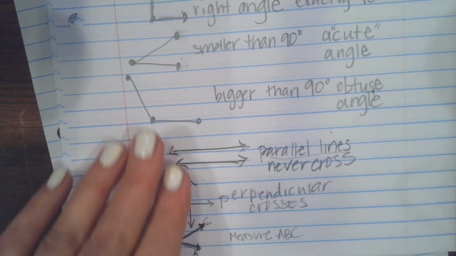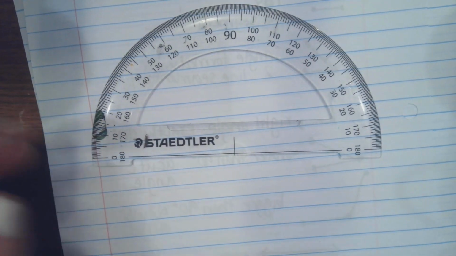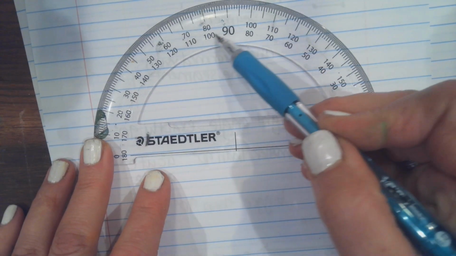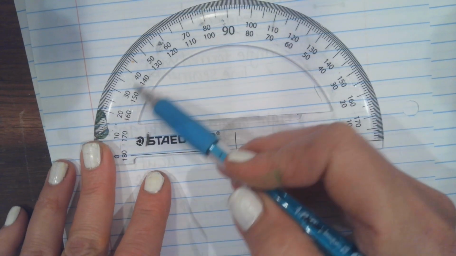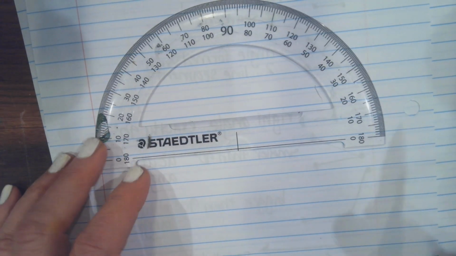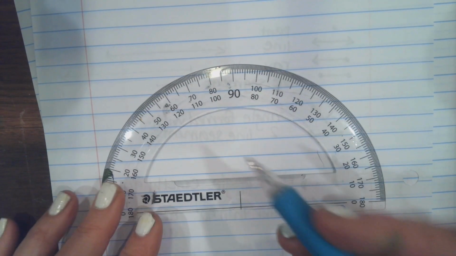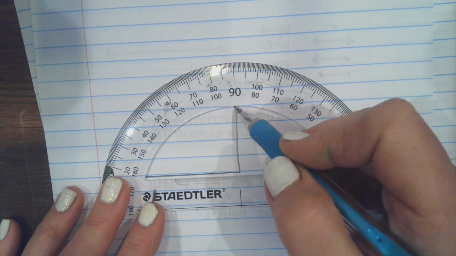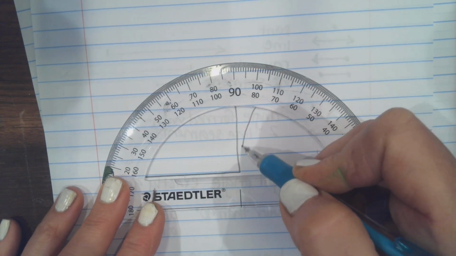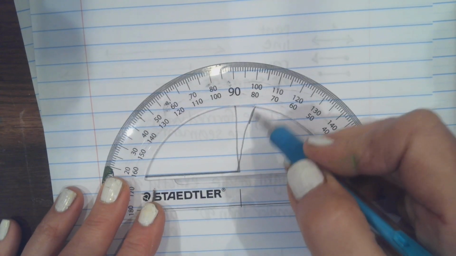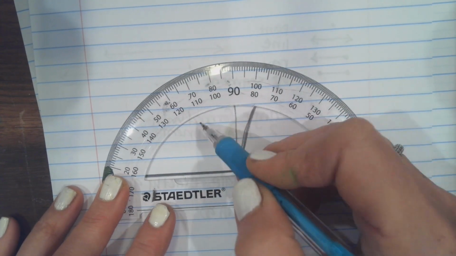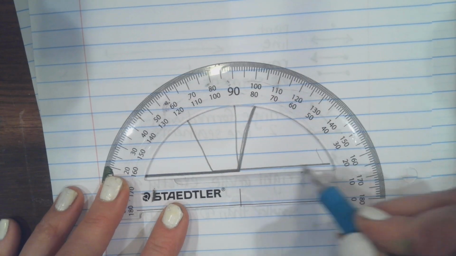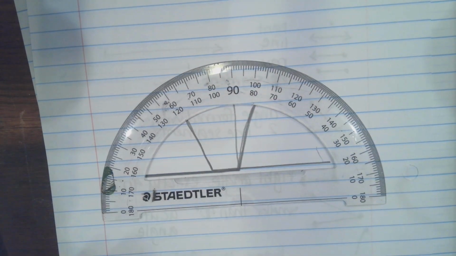So there are two measures on a protractor. There is the inner, which is this right here. And there is an outer measure. And the reason why there's two is that sometimes we're measuring this way. So this one right here.